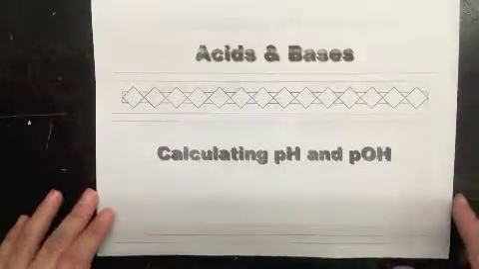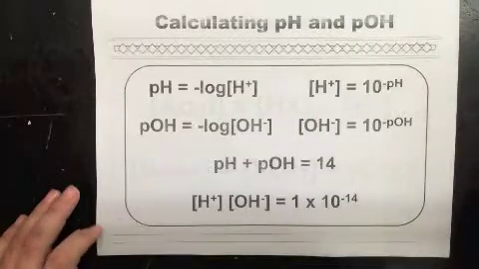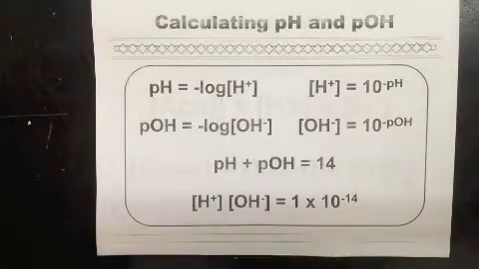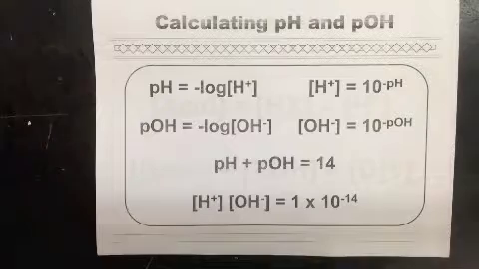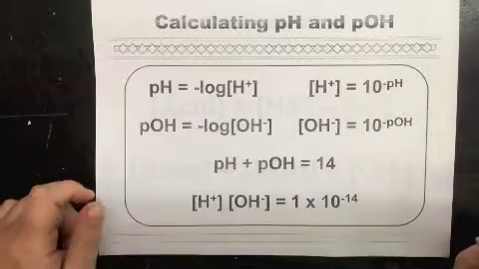The next video on acids and bases is how to actually calculate the pH and the pOH. To do this, you're going to need these 6 equations. Now, you don't have to memorize them. They're on your reference table. And so the problem is going to be how to know when to use which one. So you simply just have to look at the variables.